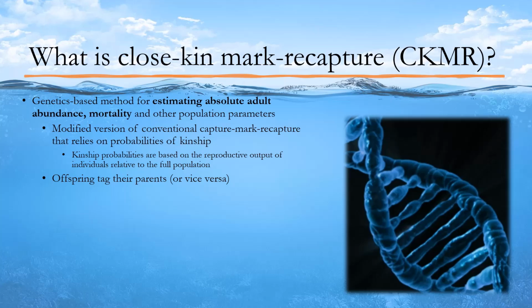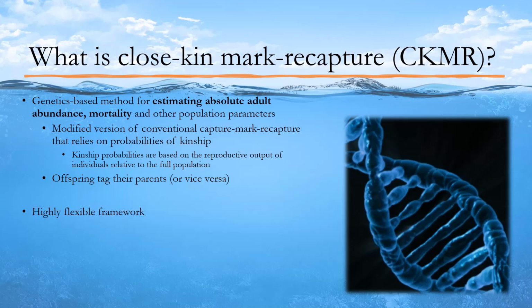So if we capture and identify an individual's offspring, then that is an instance where we have captured the parent's genetic tag. If we capture and identify a second offspring from the same parent, then we have recaptured that parent's genetic tag. If we were to capture a parent directly and then capture one of its offspring, then that is another way that we can capture and recapture the parent's genetic tag.